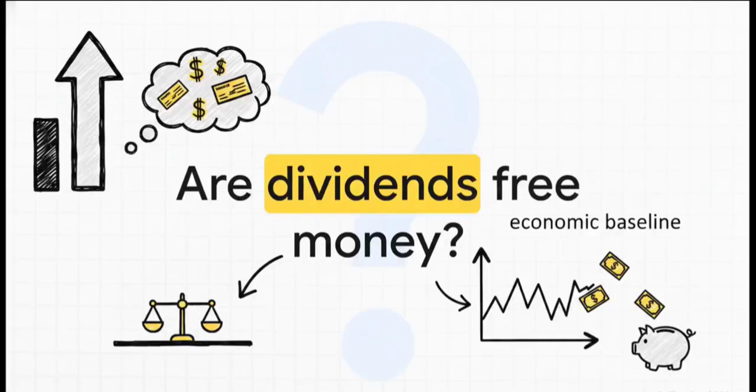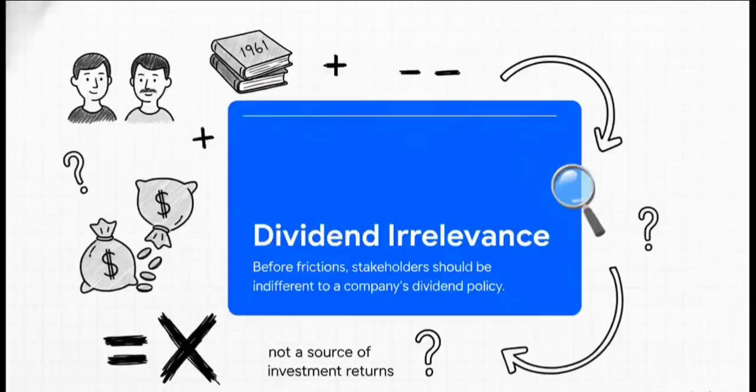But to understand why that's mathematically impossible, we really have to look at the economic baseline. Way back in 1961, two Nobel Prize-winning economists, Merton Miller and Franco Modigliani, published what they called the dividend irrelevance theory. Their foundational premise was actually pretty simple. They said, hey, before we factor in messy things like taxes or trading costs, an investor should be completely 100% indifferent to whether a company pays a dividend or not. They proved mathematically that dividends aren't actually a source of investment returns. Instead, paying a dividend is essentially just taking money out of one pocket and moving it right into the other.